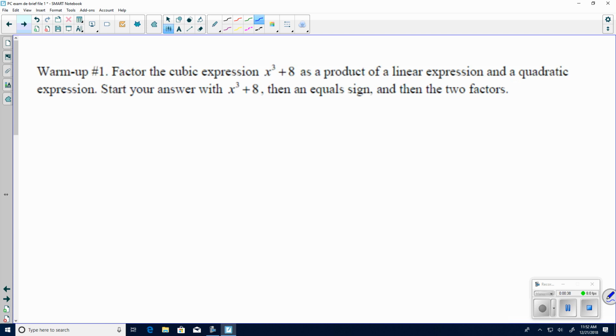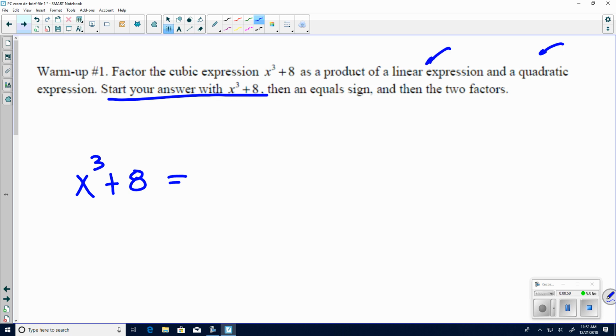Here's the first warm-up problem. It says factor the cubic as a product of a linear expression and a quadratic expression. Start your answer with, we've got to follow directions, start your answer with x cubed plus 8, then an equal sign, and then the two factors. And we're told that there's a linear expression and a quadratic.